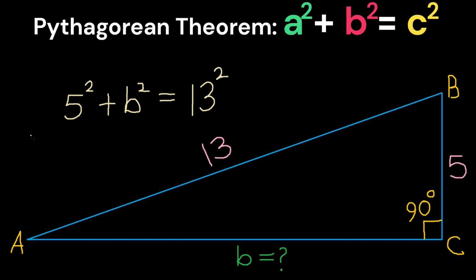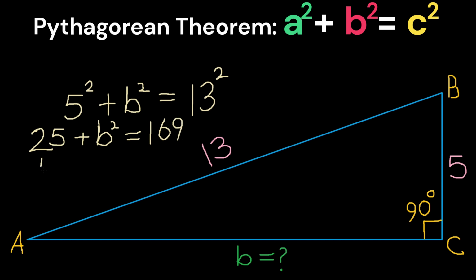So in the next step we find the square of 5. 5 squared is 25. We still don't know b squared. It's the side we're trying to find, so we leave it as b squared. And 13 squared is 169.